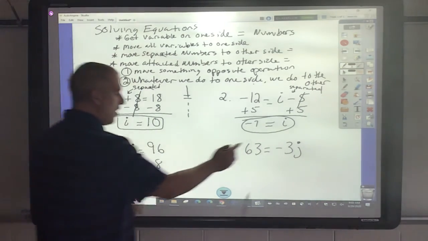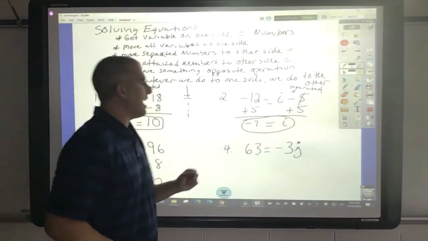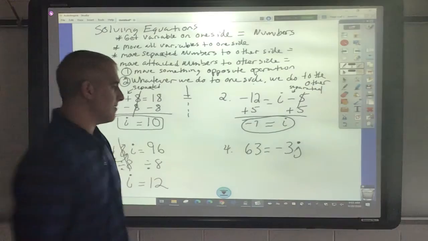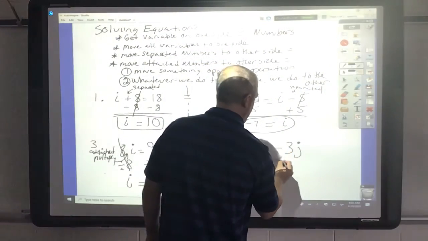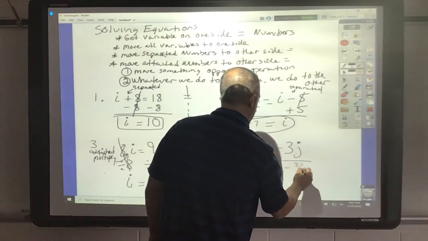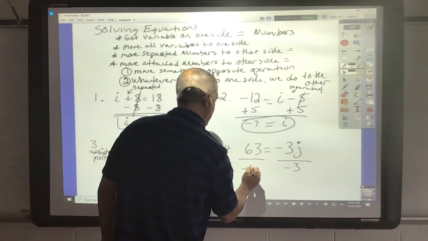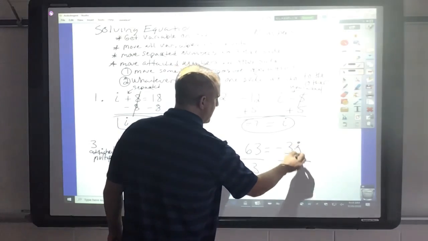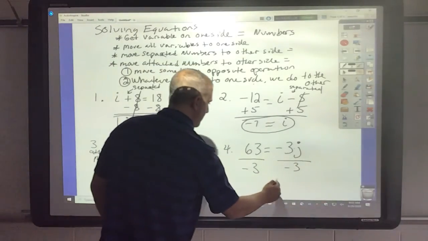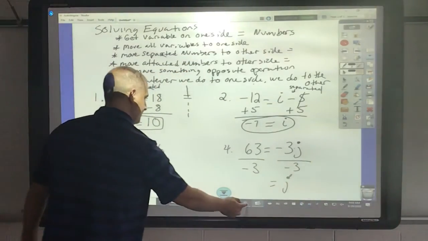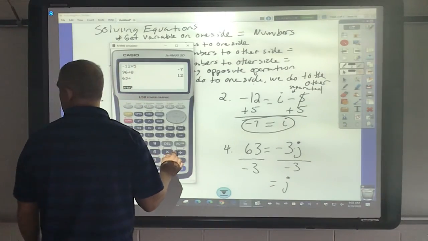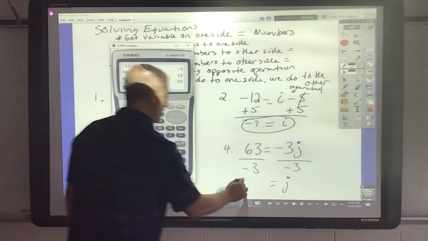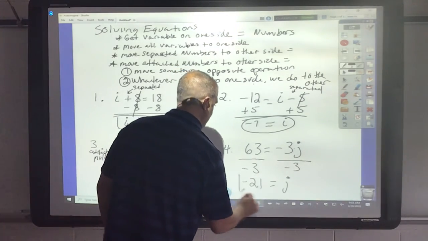This is also attached. Somebody would say, Mr. Evans, I think that's separated. No, the minus would have to be between it. So this is also attached by multiplication. Another way you can do that is you can draw this big line like this. Since this is attached by multiplying by -3, I'm going to divide by -3. So that's j equals 63 divided by -3, which is -21.